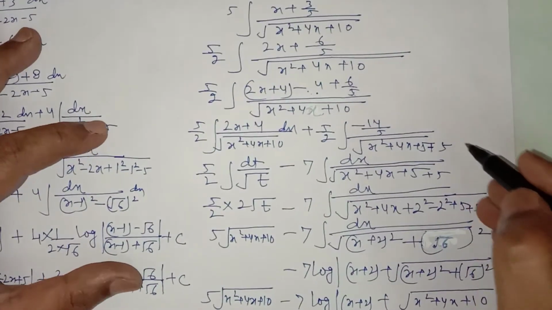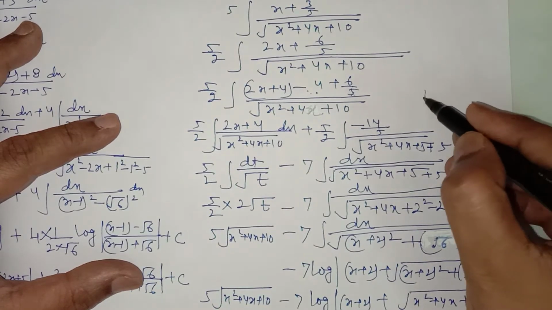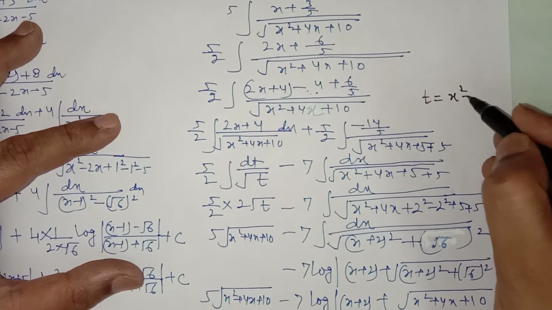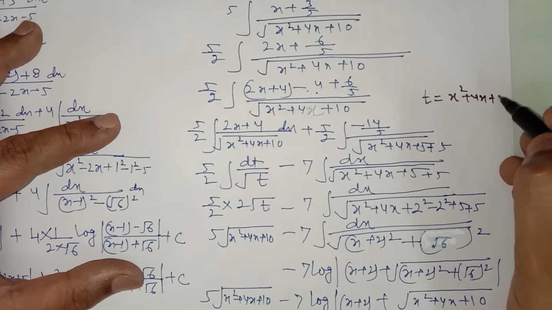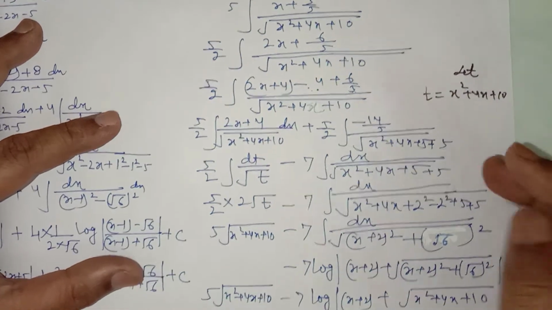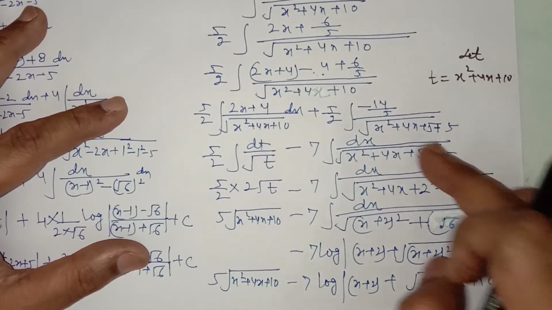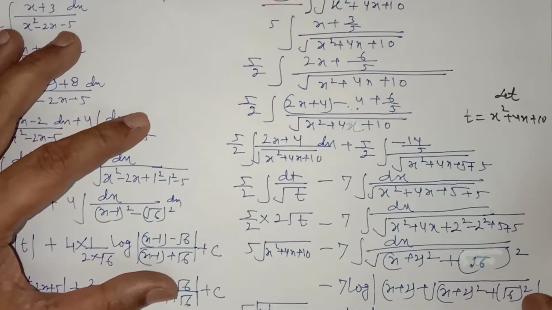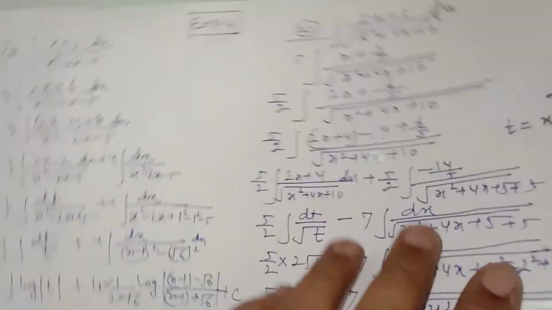You can let it here that I have let t is equal to x square plus 4x plus 10. So this is the integration by making the perfect square.